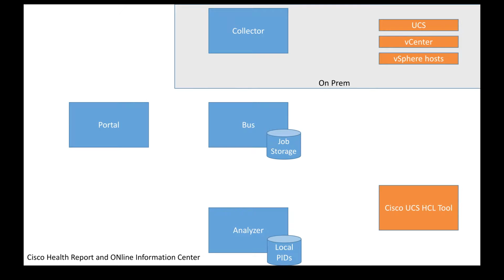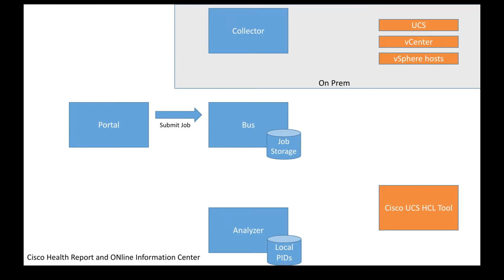The other components here are the message bus, which is kind of where everything runs through. All the commands are sent there. You have the portal, which is the front end. We were just there a minute ago. We'll explore that more in just a minute. And then there's the actual analyzer, which is what takes the data that's been collected, compares that against the HCL tool, and tells you if you're in compliance or not. So we'll kind of go through the flow here.